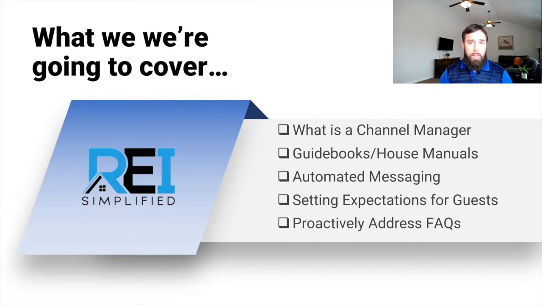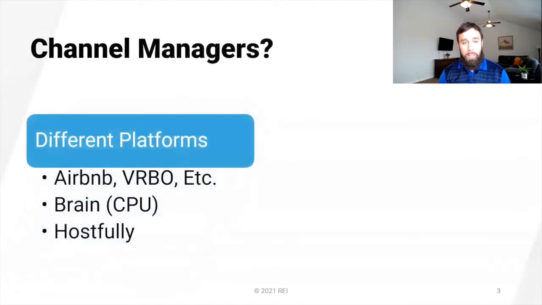We'll talk about automated messaging. We use smartbnb.io. We'll talk about that system, how it has revolutionized what we do. And again, it helps set expectations for our guests. And we'll talk about proactively addressing frequently asked questions, because the questions are going to come. So why not be on top of those questions and answer them before your guest even has a chance to ask them? It goes a long way in looking professional in what you do.